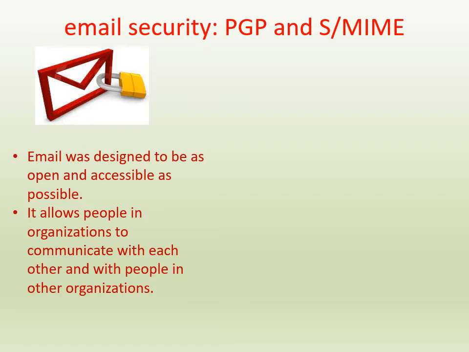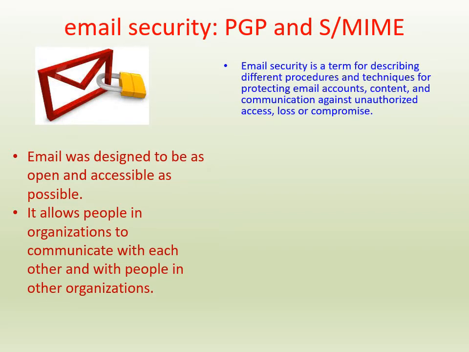Because email is an open format, it can be viewed by anyone who can intercept it, causing email security concerns. This becomes an issue as organizations begin sending confidential or sensitive information through email. An attacker could easily read the content of email by intercepting it. Email security is a term for describing different procedures and techniques for protecting email account content and communication against unauthorized access, loss, or compromise.